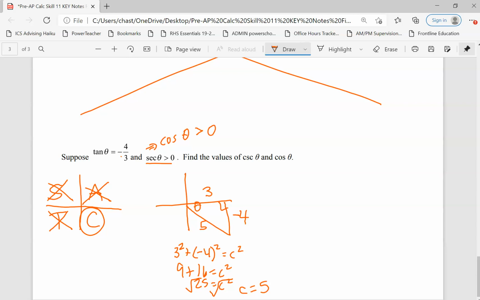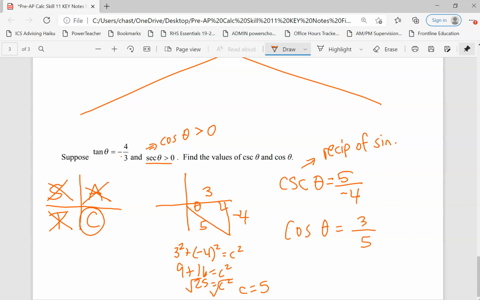Alright, so we're only asked to find the cosecant of theta. So cosecant, remember, is the reciprocal of sine. So if I look at sine, sine would be the opposite, which is negative 4 over 5. So we're going to have 5 over negative 4. And then cosine of theta is going to be the adjacent over the hypotenuse. Okay, that should do it. Hopefully now you will be able to practice some problems on your own.